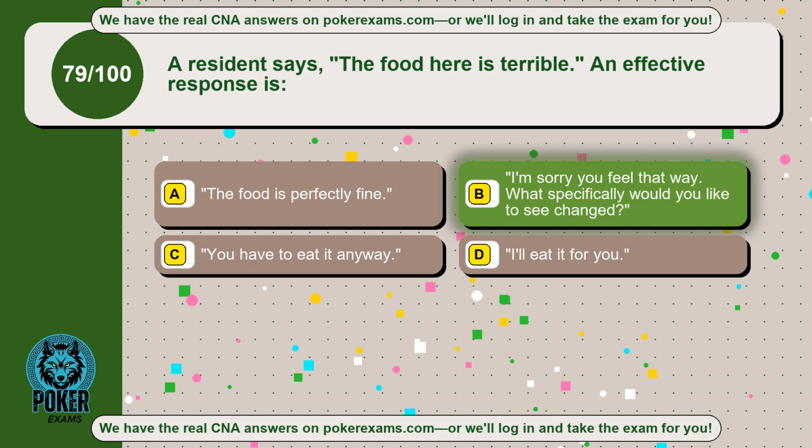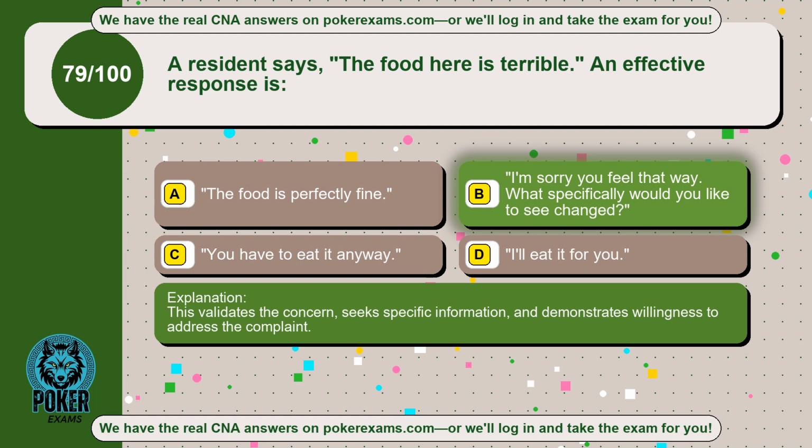The correct answer is option B, I'm sorry you feel that way. What specifically would you like to see changed? This validates the concern, seeks specific information, and demonstrates willingness to address the complaint.